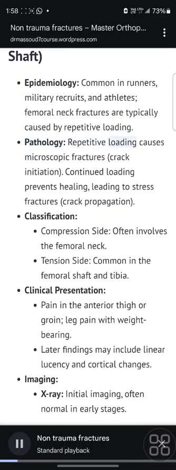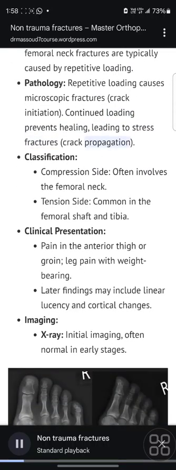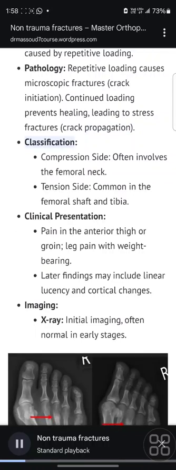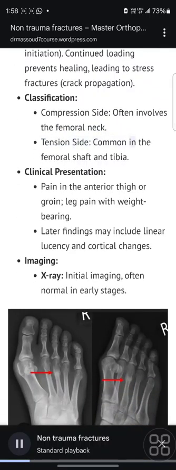Pathology. Repetitive loading causes microscopic fractures, crack initiation. Continued loading prevents healing, leading to stress fractures, crack propagation. Classification. Compression side: often involves the femoral neck. Tension side: common in the femoral shaft and tibia.